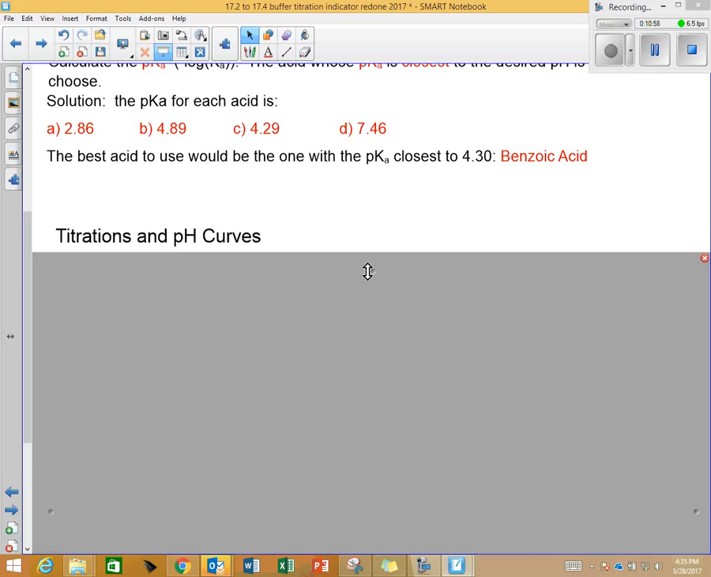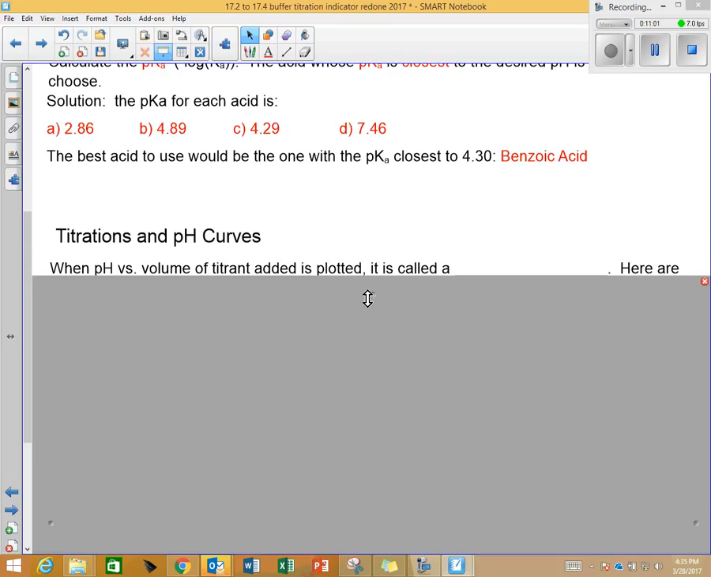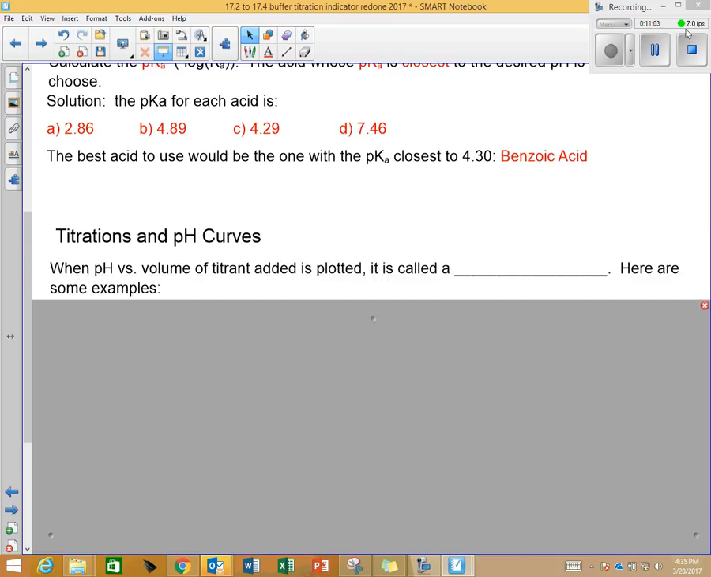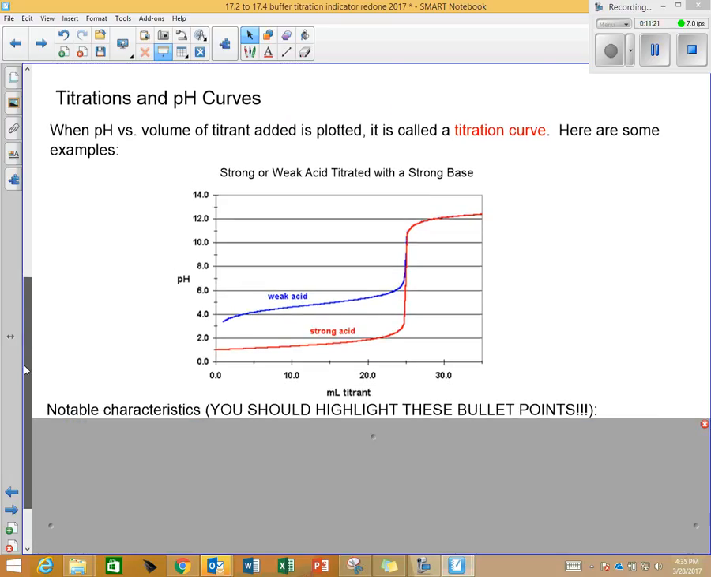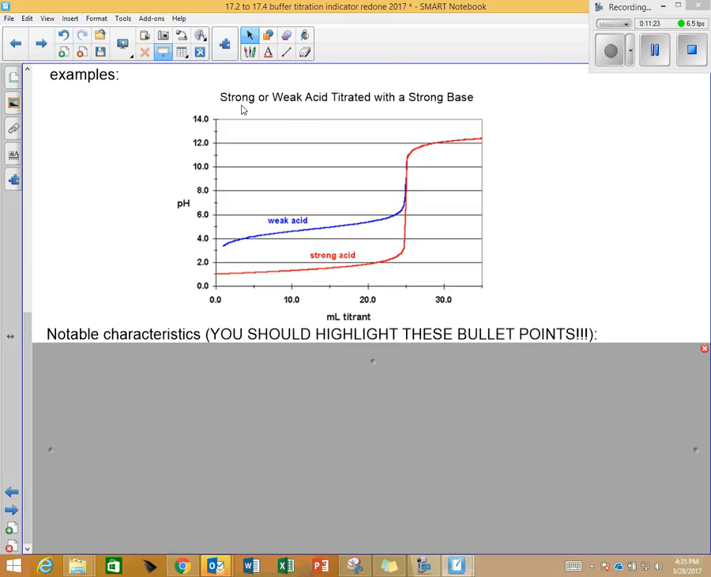Okay, moving on. Titrations and pH curves. Okay, so that's now filled in. A titration curve is a plot of pH versus volume. pH is on the y-axis, volume is on the x-axis. So in your notes, you had an example of a strong or a weak acid titrated with a strong base. So here's the strong acid titrated with a strong base. Here's the weak acid titrated with a strong base.